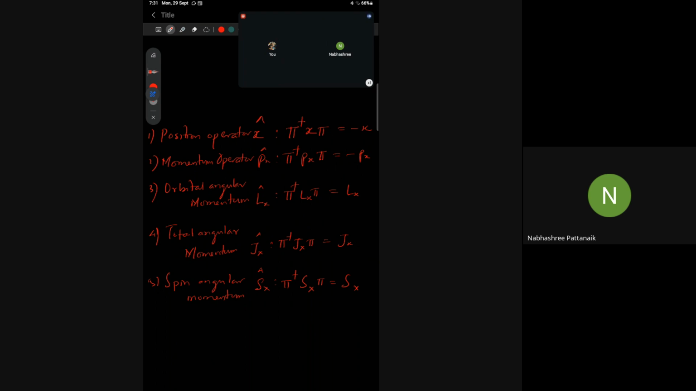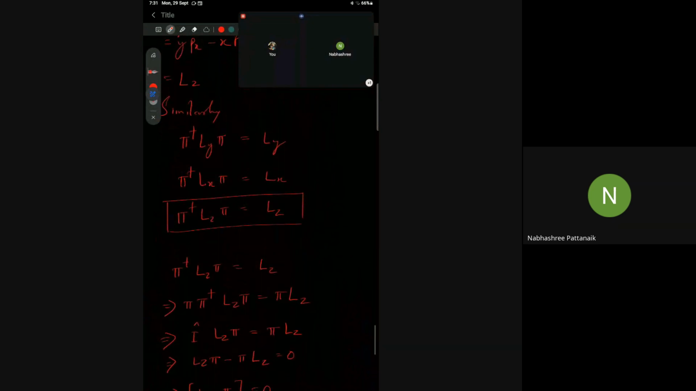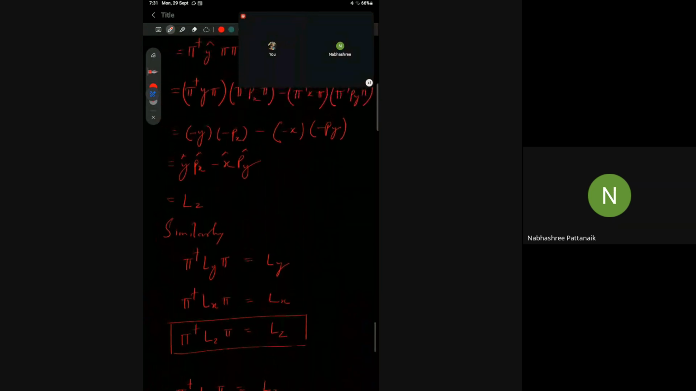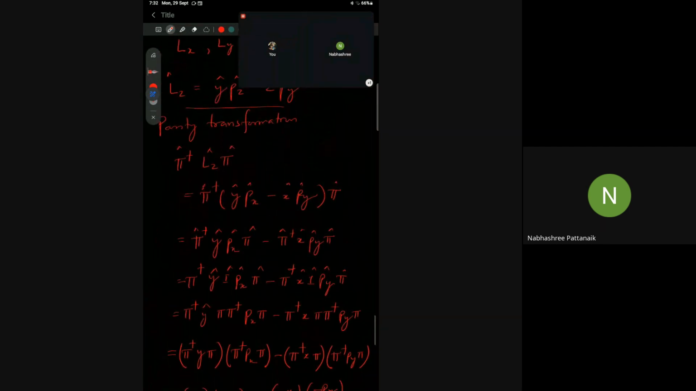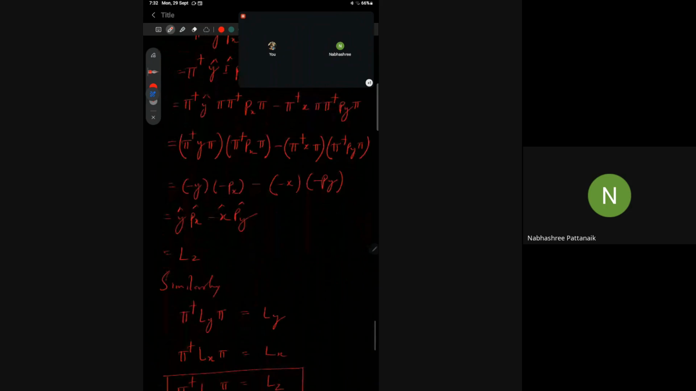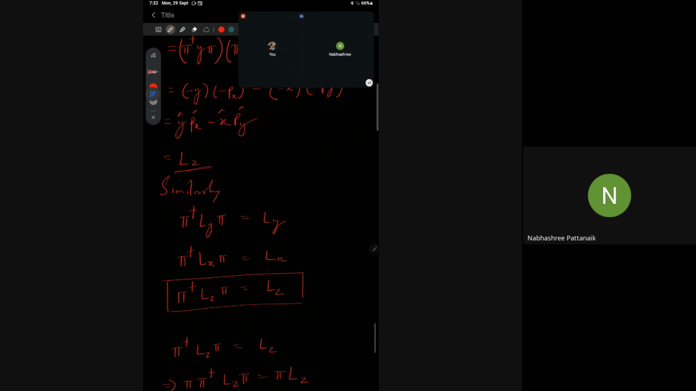So for these two we have minus, and for Lx and Jx it stays positive. That we calculated, right? We calculated here pi dagger Lz pi is equal to Lz, right? So similarly, pi dagger Lx pi will be equal to Lx, pi dagger Ly pi will be equal to Ly.